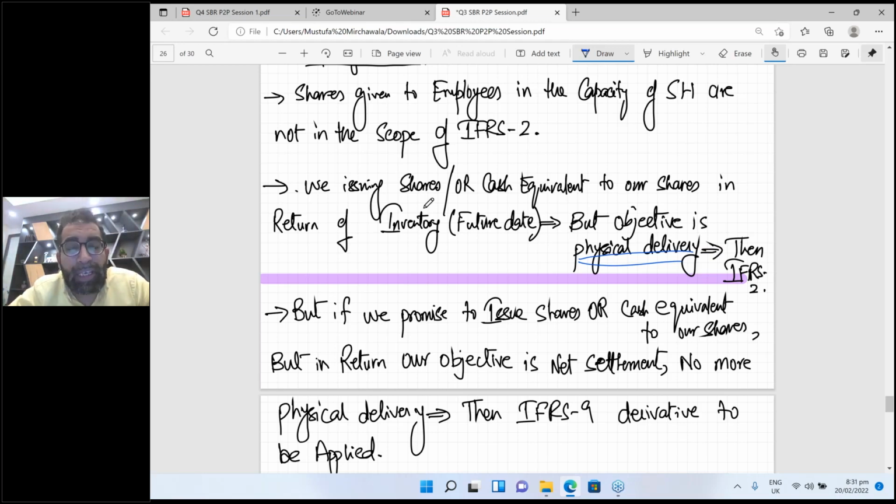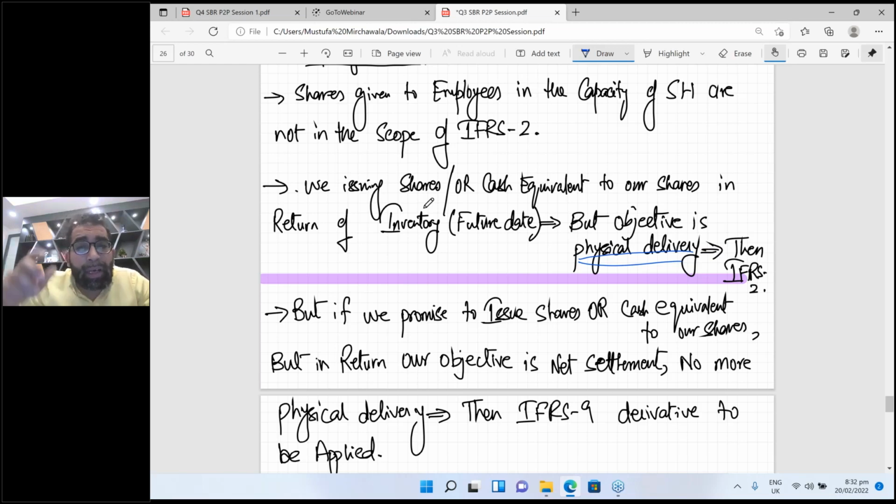But if we promise, now this is a technical game. If we listen, today you have sugar, you deal in sugar. I told you that I'll buy 100 tons of sugar from you at a fixed rate of $20. Okay, and I'll pay you in the form of shares, or I'll pay you the market price of my shares.